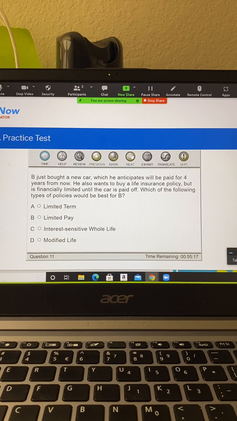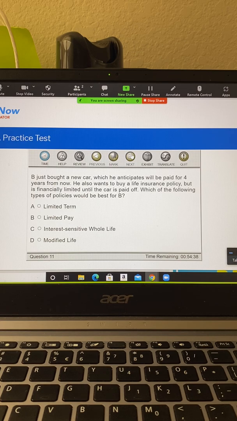Interest sensitive whole life is where the cash value could vary because it's based on interest rates. It's sensitive to interest fluctuating, so it could pay more or grow faster. Modified life is a whole life policy where the premium starts low and goes up one time. So basically, you have to use your, what's the word I'm looking for? Discernment, or what's the word I'm thinking?